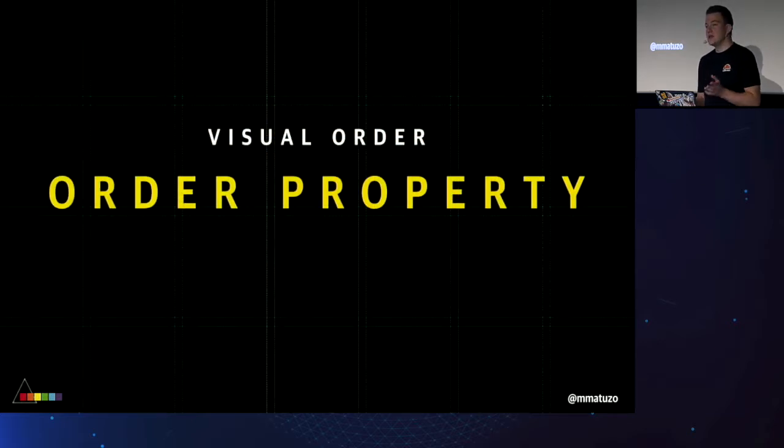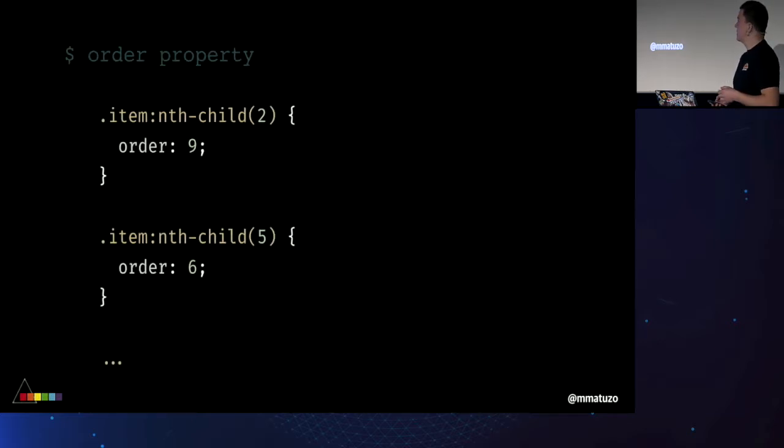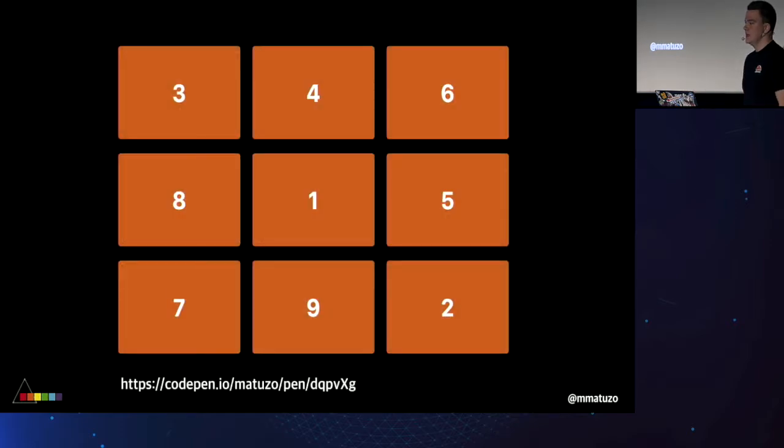Another way of changing order is the order property. You might know it from Flexbox. It works pretty much the same way as it works in Flexbox. You select an item, you set the order property to a specific number, and then you have the same effect as with reordering in explicit placement.